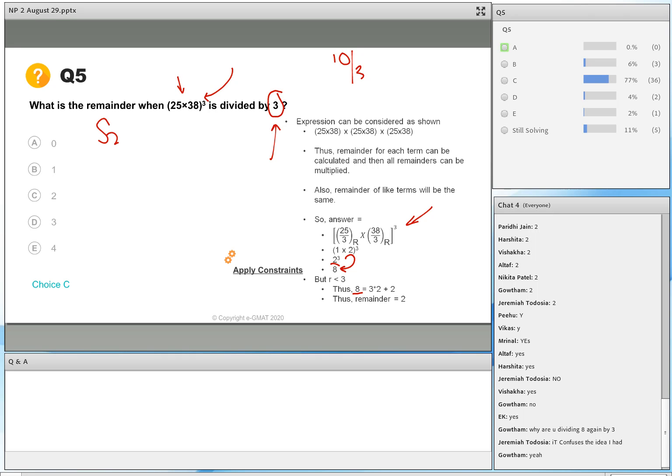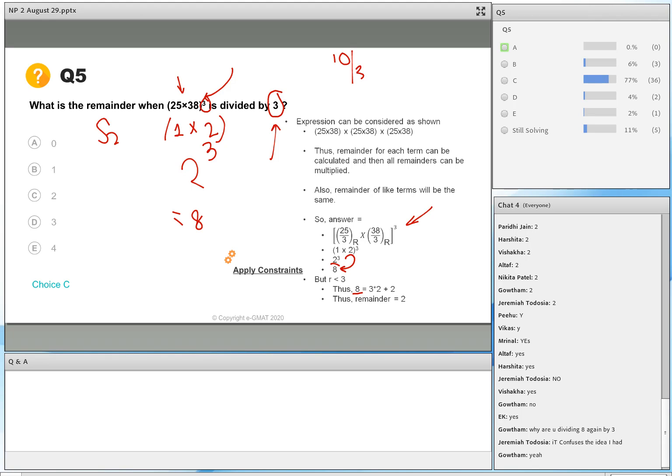What is sequence 2? We need to calculate the individual remainders. 25 upon dividing by 3 gives me a remainder of 1. 38 gives me a remainder of 2. So 25 times 38 gives me a total remainder of 2. I have an exponent of 3 as well. So then I put 3 over here. The final remainder would be equal to 8.